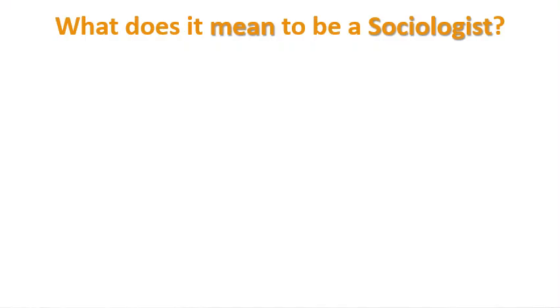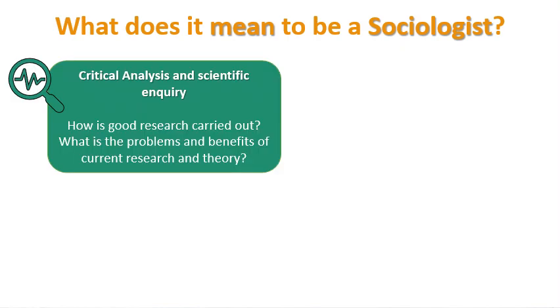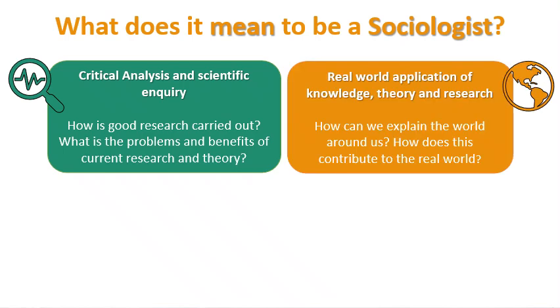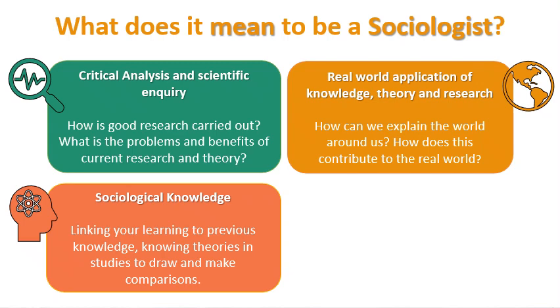So what does it mean then to be a sociologist? Well, sociologists critically analyse and use scientific inquiry to find out all different elements of society. So we look at what good research is and how that's carried out. We look at current research and theories and we debate the problems of those theories, but also the benefits of them. And we try and apply that to the real world. So we use our knowledge of theory and research to try and explain the world around us and how this contributes to the real world in terms of theory in practice.